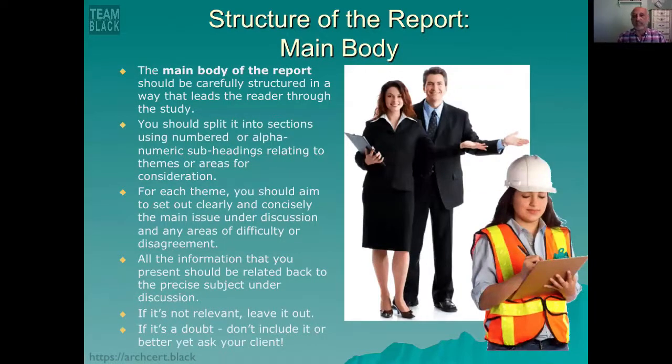So, we've done our introduction. We're moving to the main body of the report. The main body of the report has to be carefully structured as well, in a way that leads the reader through the study. You've got to split it into sections using numbered or alphanumeric subheadings related to the themes or the areas of consideration. For each theme, you need to set out clearly and concisely the main issue under discussion, and any other areas that might need to be discussed and might be difficult or provide a bit of disagreement.